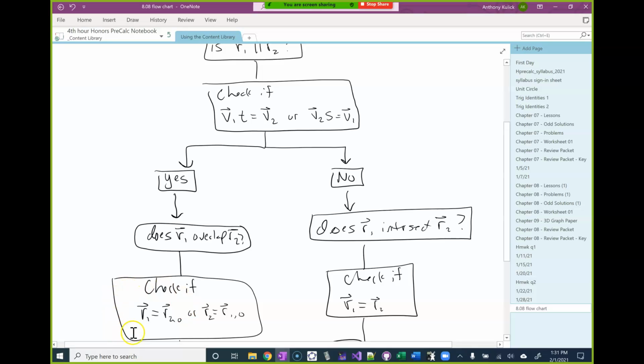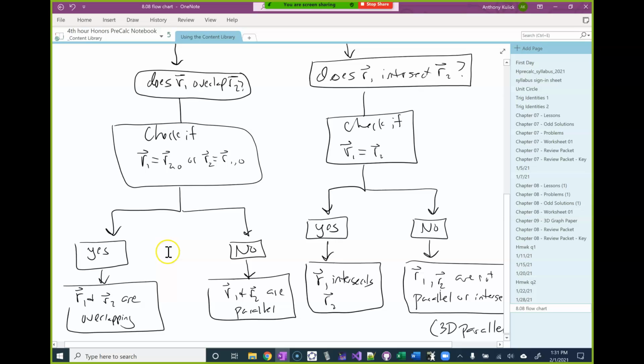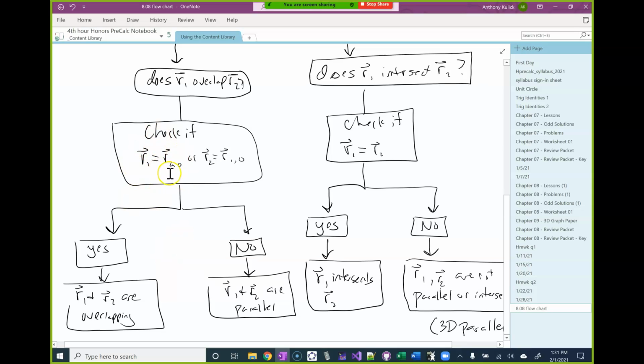So what we do then is we check to see if I can take the point vector from R2 and put that into R1, or get R1 equal to that, or vice versa. You can take the point vector from R1 and set that equal to R2. If that's possible, if the line R1 can have the point vector R2 on it, then yes, they're overlapping. If not, then they're just going to be parallel.